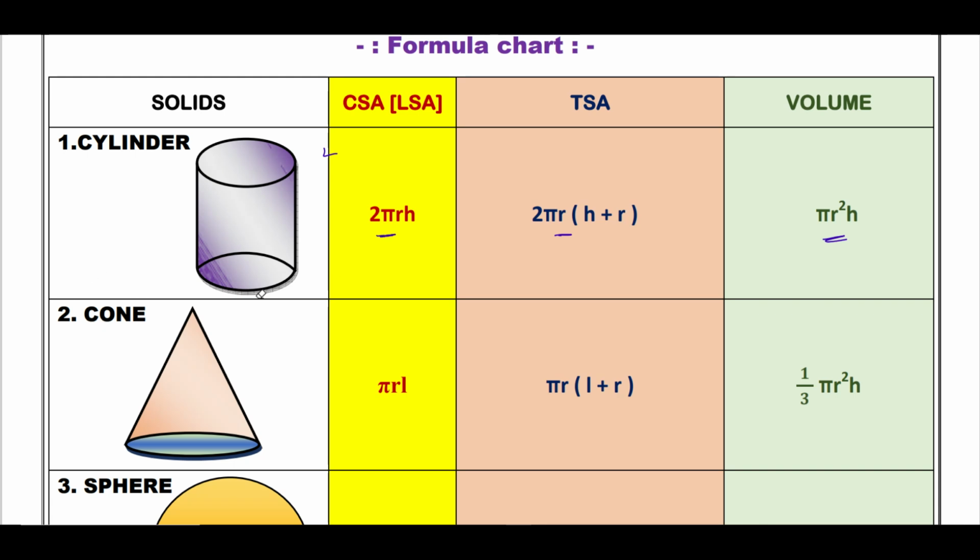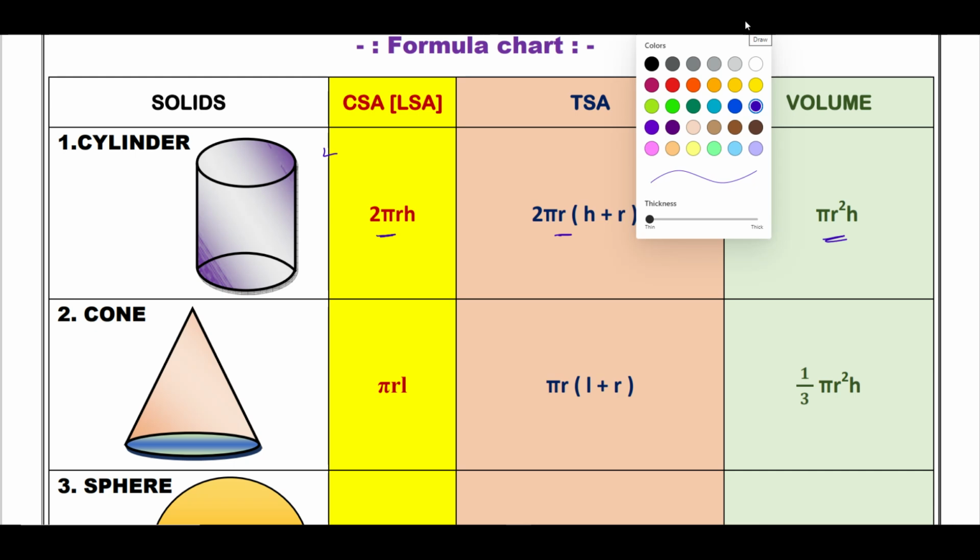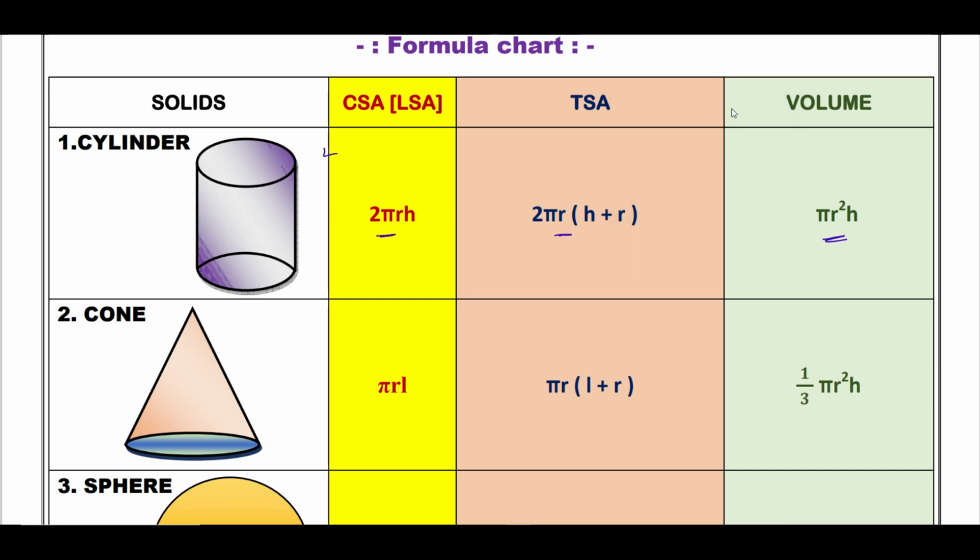Next solid is cone. CSA of cone is pi R L, and also the TSA of cone is pi R (R plus L). Volume of cone is 1 by 3 pi R square H. Students, L is the slant height here. L equals square root of R square plus H square. This is also a 1 mark problem that will be asked, or in MCQ they can ask what is the formula to find out the slant height of the cone, that is L equals square root of r square plus h square.